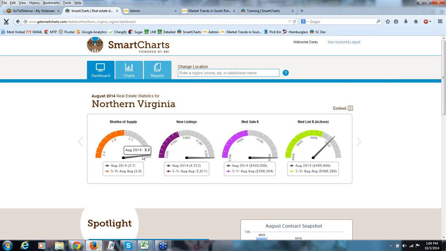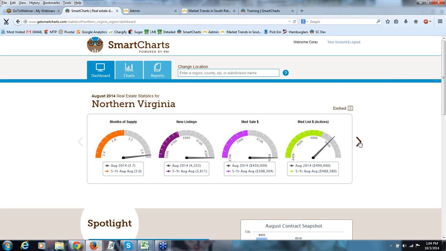You can see months of supply is up, but it's still a seller's market in Northern Virginia, obviously, but it's above the 5-year August average. New listings are at the 5-year high. Median sale price is at the 5-year August high, and median list price for actives is above the 5-year average, but not at the 5-year high. So, there's a lot of information you can glean just from this one.